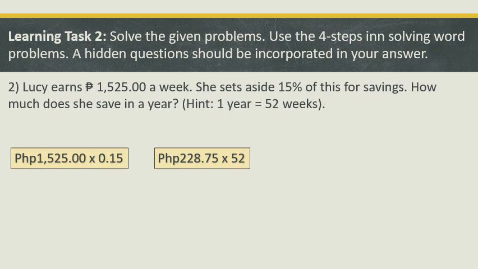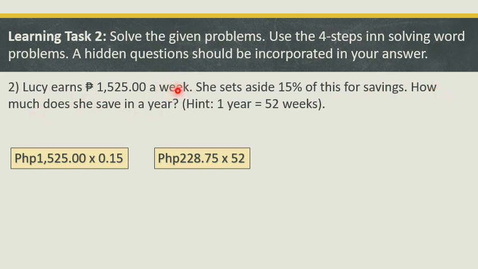Then, number 2, Lucy earns 1,525 pesos a week. So, ito yung kinikita niya, 1,525 pesos a week. She sets aside 15% of this for savings. So, 15% ng 1,525, tinatabi niya para sa savings. So, nag-iipon siya. How much does she save in a year?